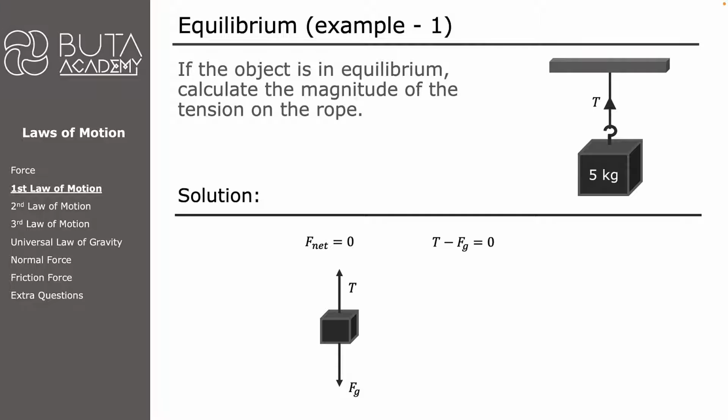Force of gravity can be calculated by multiplying mass and gravitational acceleration, which is equal to 9.8 meters per second squared. In your exam papers, the value of gravitational acceleration will be provided in the constants sheet at the end of your paper. As a result, tension force is equal to 49 newtons.